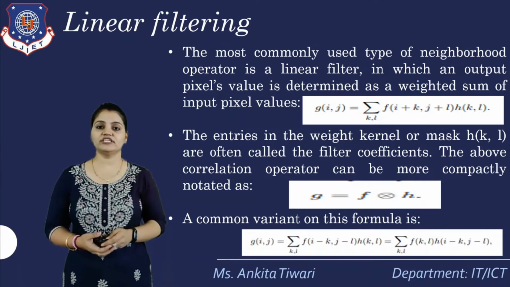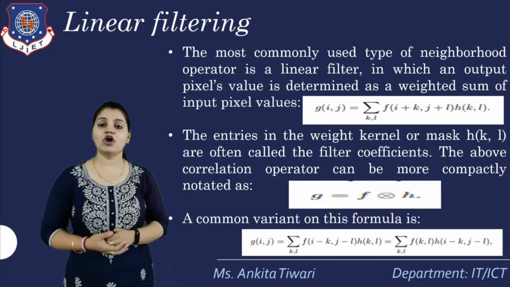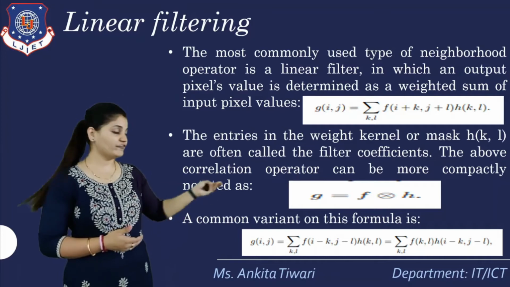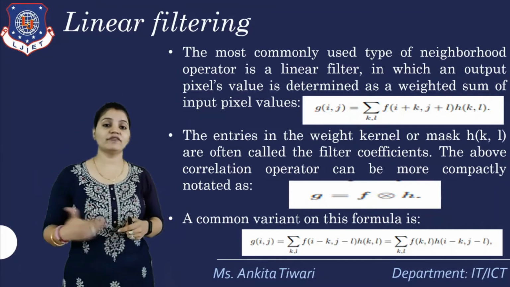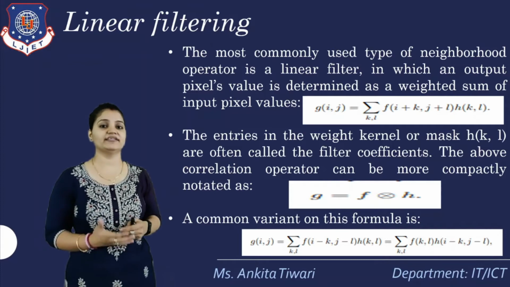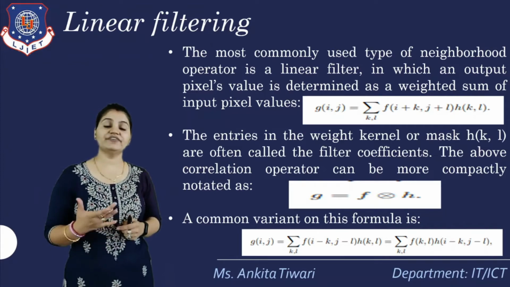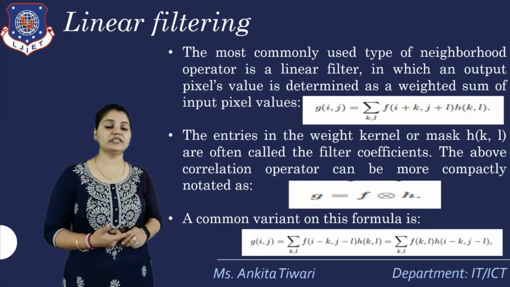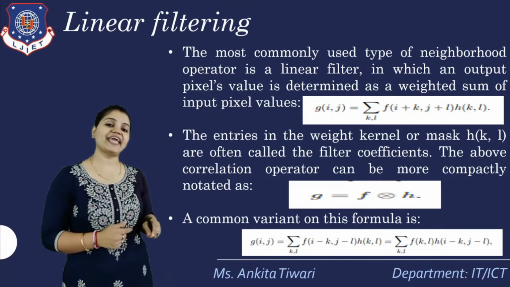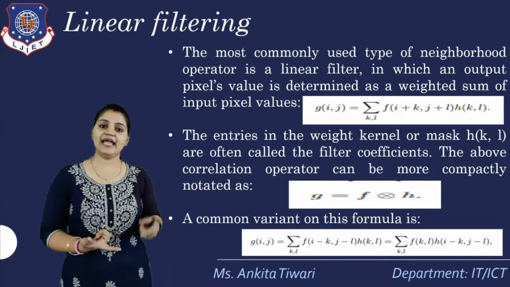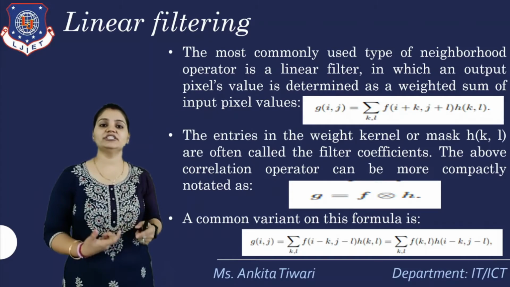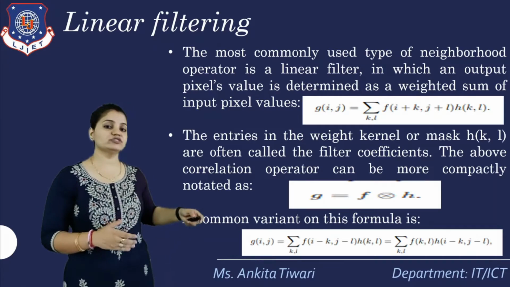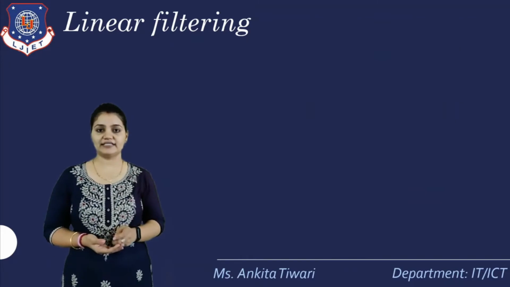A common variant of this formula is g of i, j equals the summation over k, l of f of i minus k, j minus l, times h of k, l, where h of k, l is the fixed coefficient. These are the different variants, and we are using this common variant in the formula.